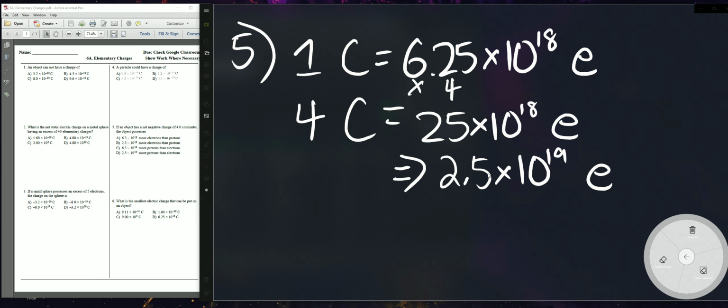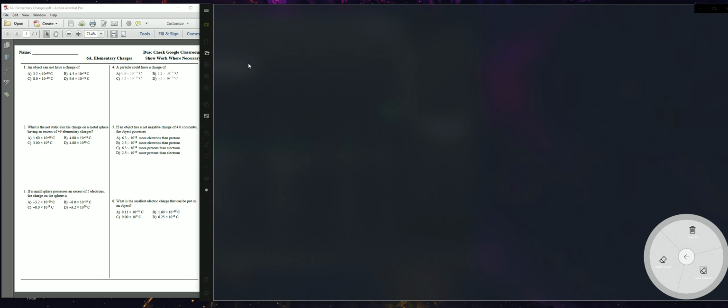Do we have more electrons or protons? Do we have more electrons than protons, or more protons than electrons? Well, the question says net negative charge. If you have a net negative charge, you have more electrons than protons. So you're going to get an answer choice of B. And B is the correct answer.